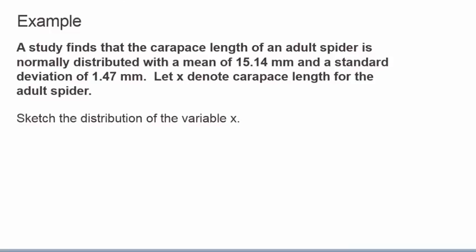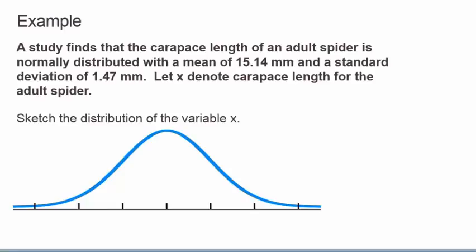Example. A study finds that the carapace length of an adult spider is normally distributed with a mean of 15.14 millimeters and a standard deviation of 1.47 millimeters. Let x denote carapace length for the adult spider. Sketch the distribution of the variable x. So we start with our normal distribution. The mean is located in the middle of our curve, which is 15.14.